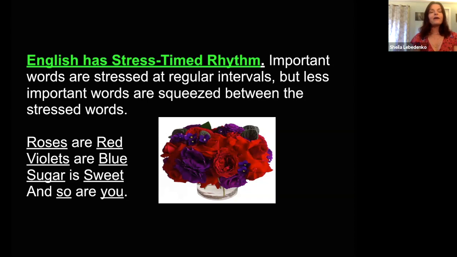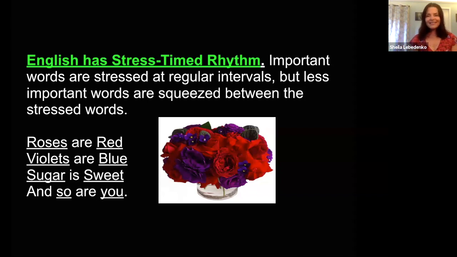So if I read it without rhythm, I would say roses are red, violets are blue, sugar is sweet, and so are you. Do I want to read it like that? That didn't have rhythm. Instead, I want to stress the words that are nouns, verbs, adjectives, adverbs, those content words, and I want them to be receiving the beats. So if I clap this, roses are red, violets are blue, sugar is sweet, and so are you.